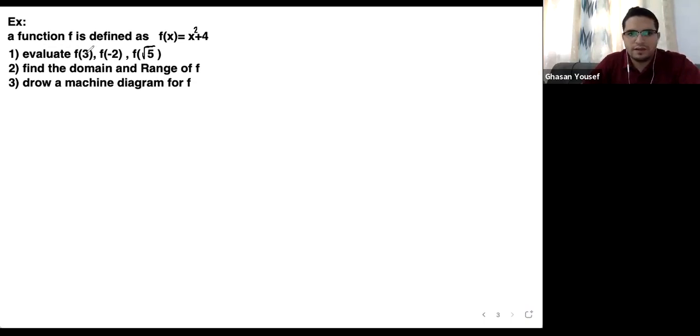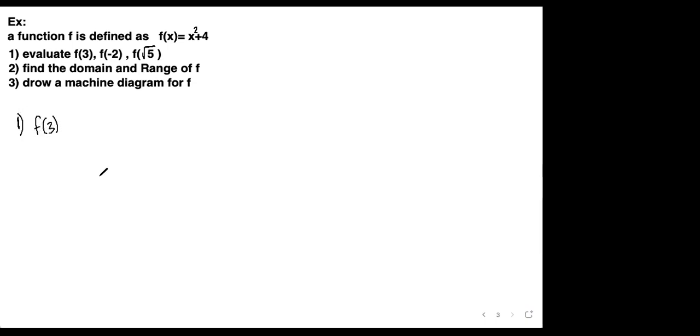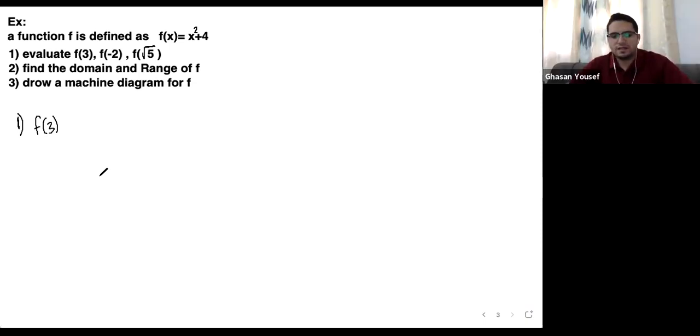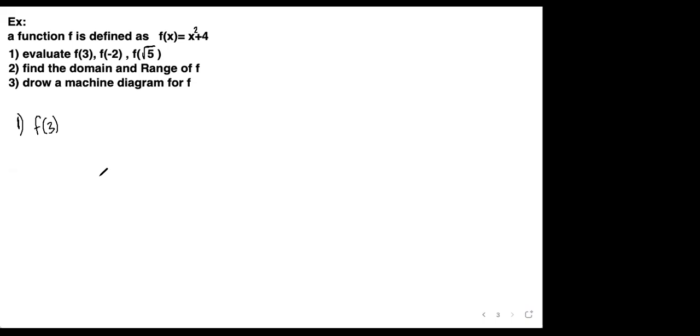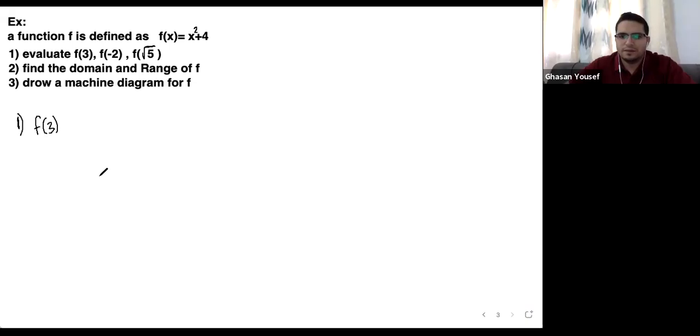Who will do the first one? Evaluate f of 3. What is f of 3? When I plug in the 3. Those points were picked randomly. Yes, I pick a random point and I would like to plug it inside the function to check the value. It's easier to make a table, right? You can make a table, or you can plug it right away inside the function. Just plug the 3 inside the function and get the value.